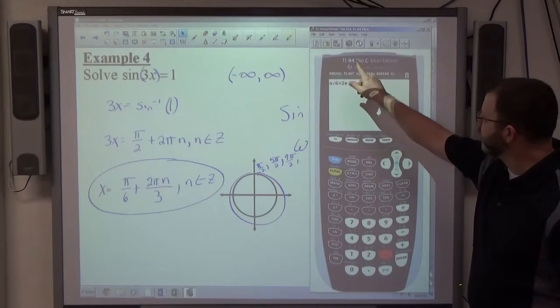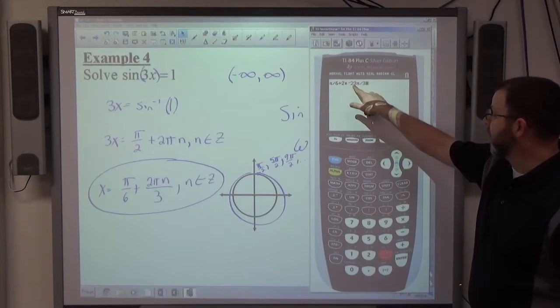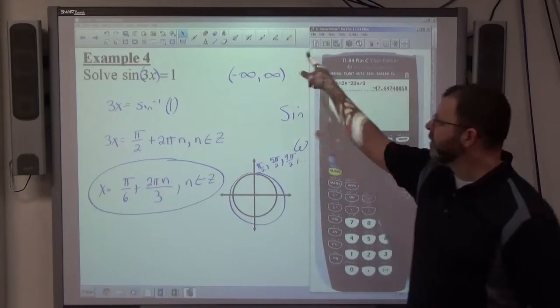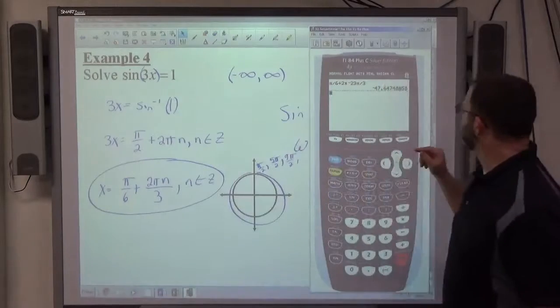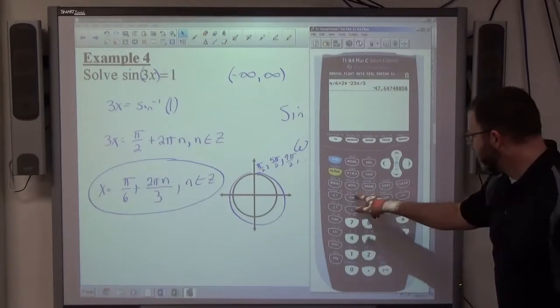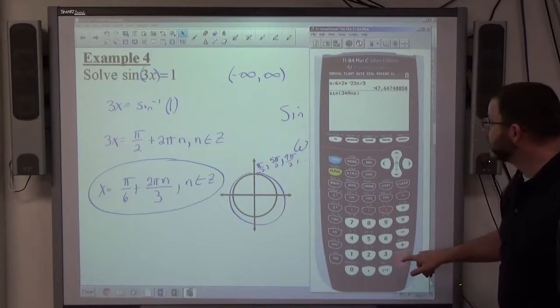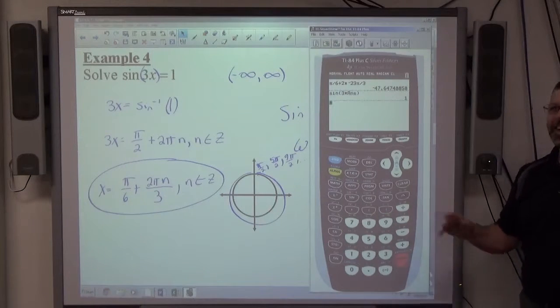Caleb picked negative 23, so there's 2 times n, which is negative 23 pi over 3, plus pi over 6. If I put that answer into this, I should get 1 out. Cross my fingers. Sine of 3 times the answer equals 1. It's amazing. All right, it's great when things work.